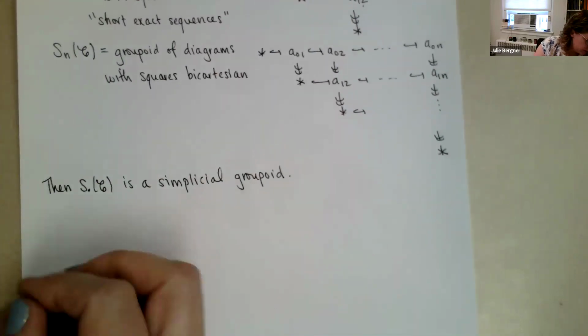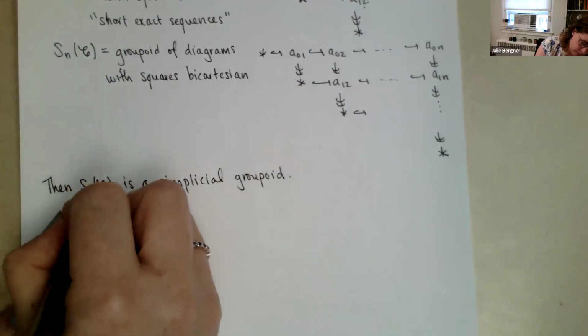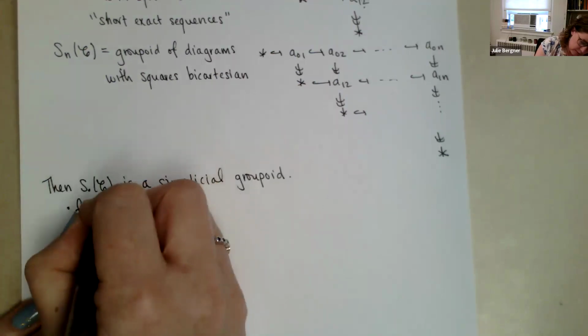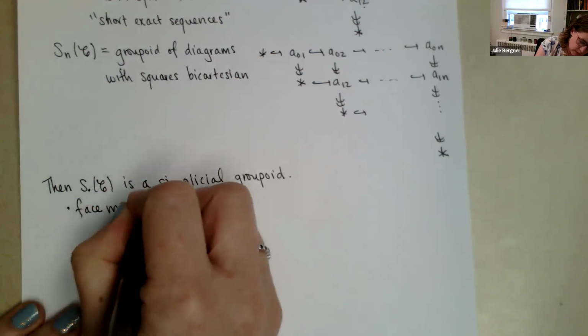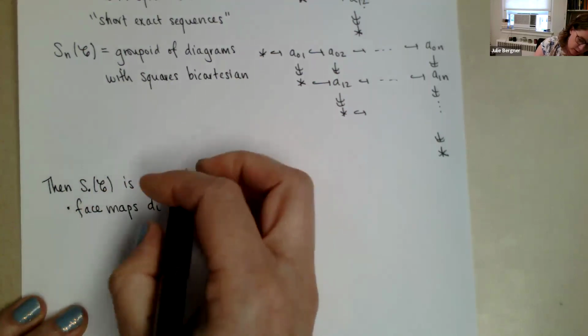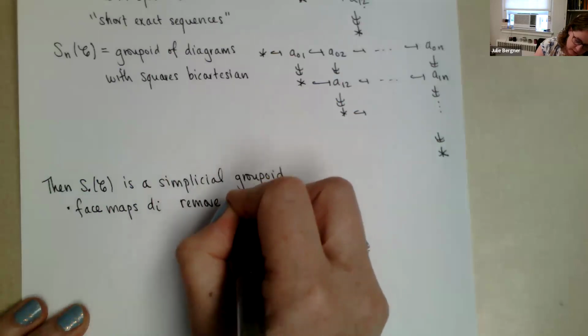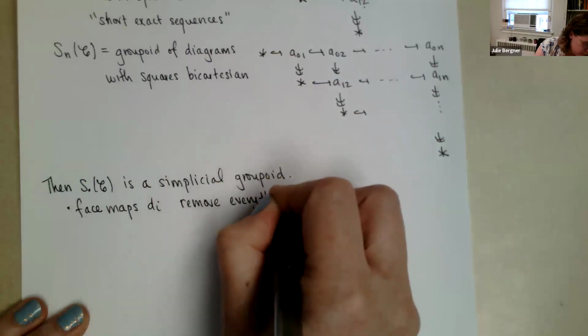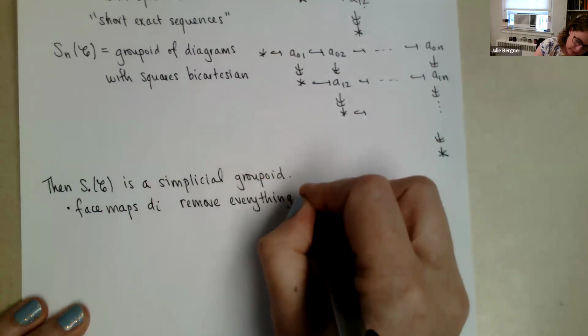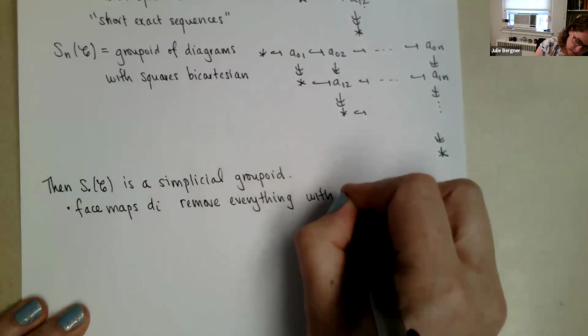Now the simplicial structure, so we need to know what the face and degeneracy maps are. So the face maps, DI, are going to remove, just say this rather loosely, remove everything with index I.